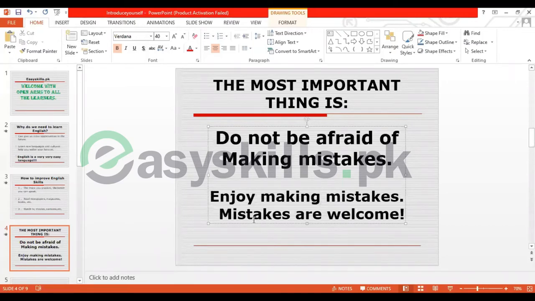And third and the last point is, mistakes are welcome. When you welcome mistakes, it means you are in a process of learning. So try to speak. Though you are making mistakes, agar aap galtiyan kar rahe hain, bawajood iske aap bolte rahein. Bolenge tabhi improve hoga. If you are not going to speak, you cannot improve. That's very simple.